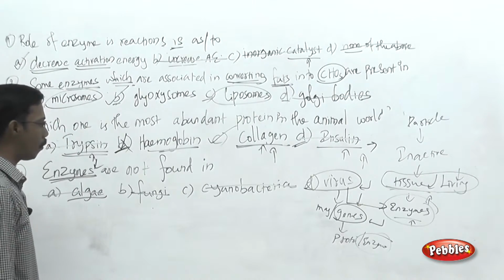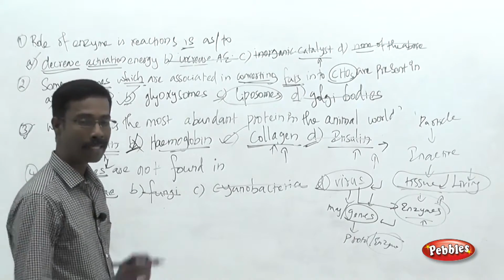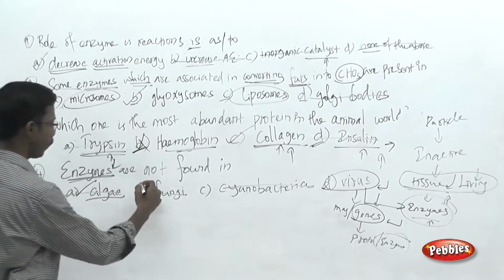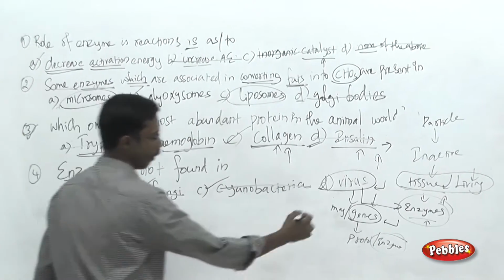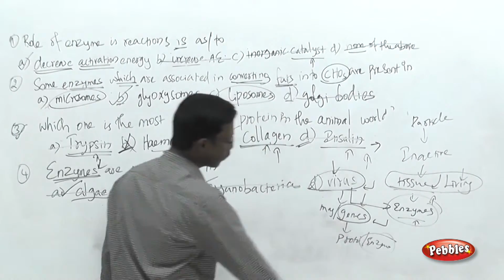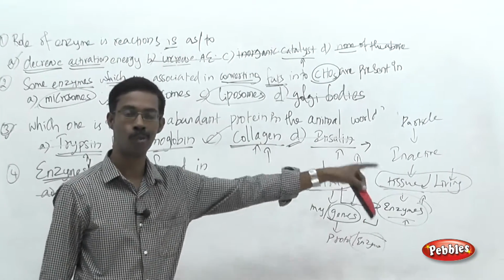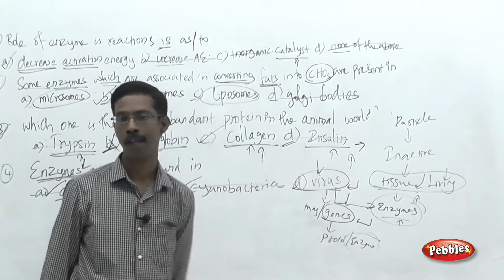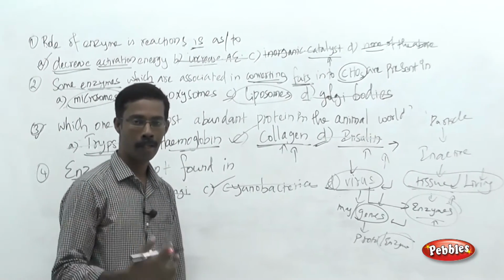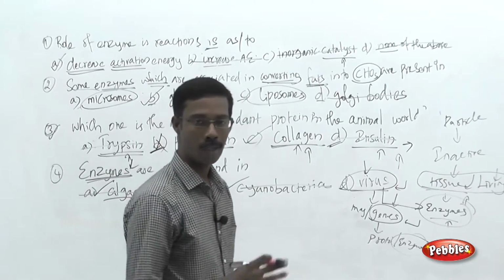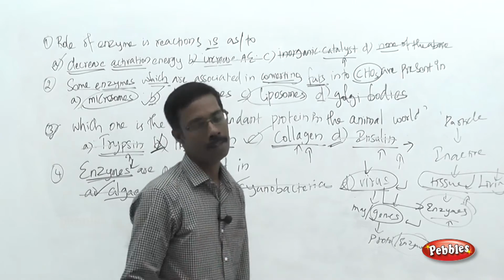So the point to remember from the question: enzymes are not found in, as a cell, algae will have the particular enzyme, fungi will have, cyanobacteria will have, but as a structure, viruses will not have the particular enzymes, but it will synthesize the enzymes once it enters into the living tissues. Okay, and these are the questions you can expect from the particular enzyme topic. In the next class, we are going to see something about the questions we can expect from the carbohydrates and lipids.